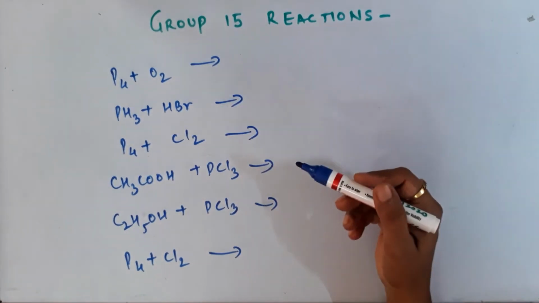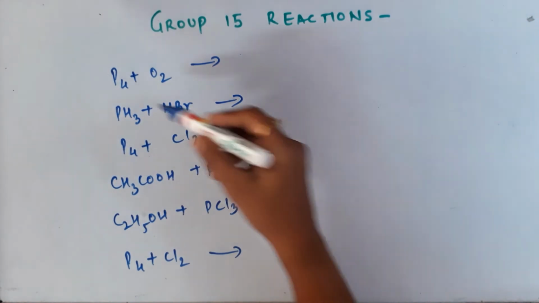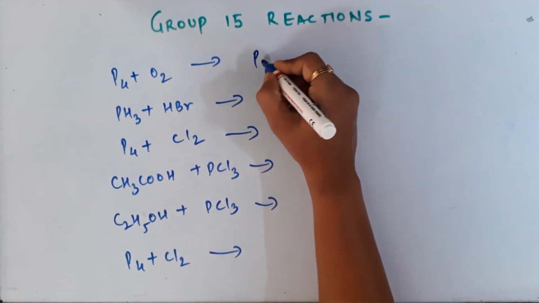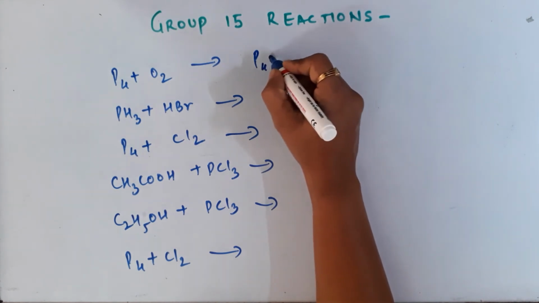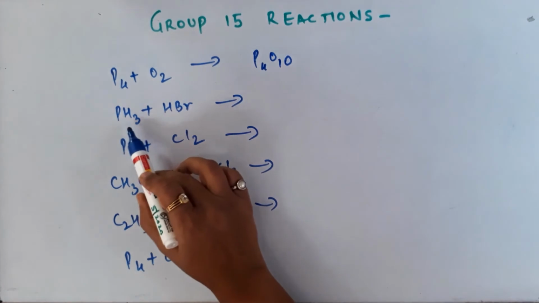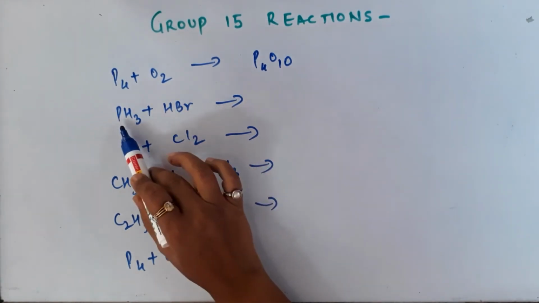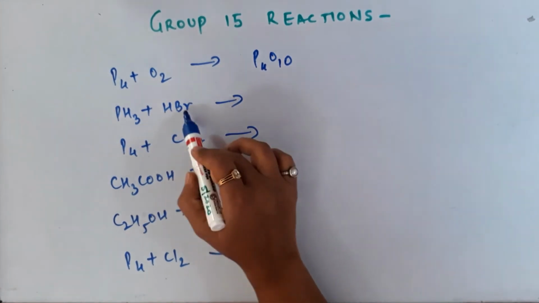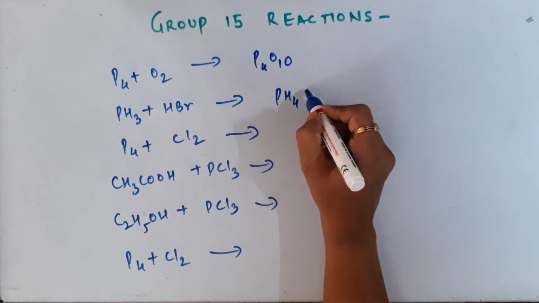Now these are again from phosphorus. Phosphorus reacts with oxygen, phosphorus reacts with chlorine. So phosphorus reacts with oxygen to give you phosphorus pentoxide, which will be dimerizing to give you P4O10. This is the Lewis acid, Lewis base. Acid base will give you salt. Like ammonia plus HBr is equal to ammonium bromide, so phosphine plus HBr is equal to phosphonium bromide.